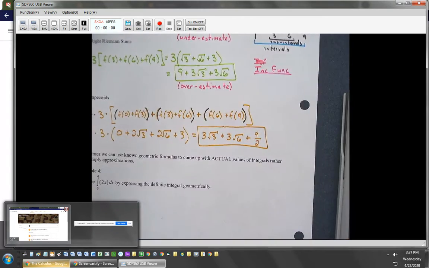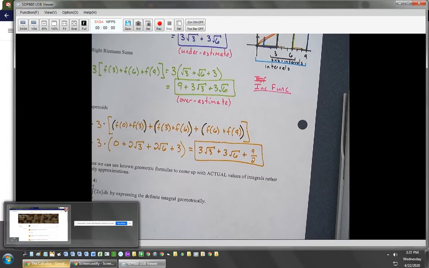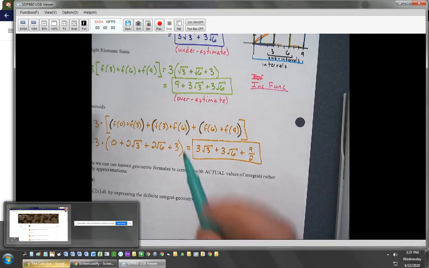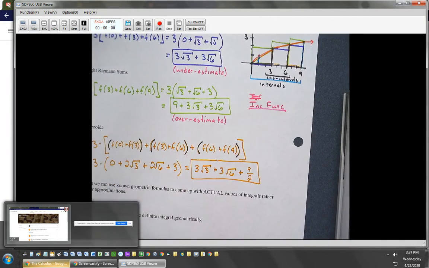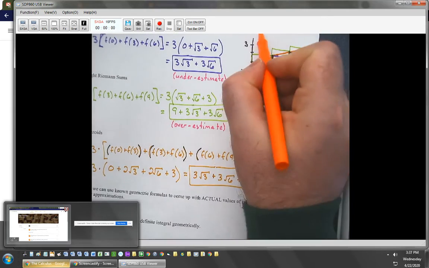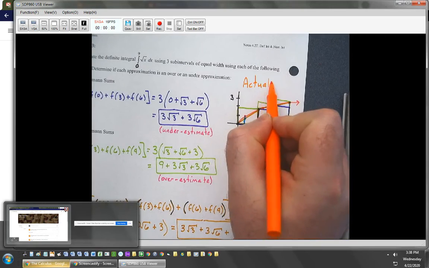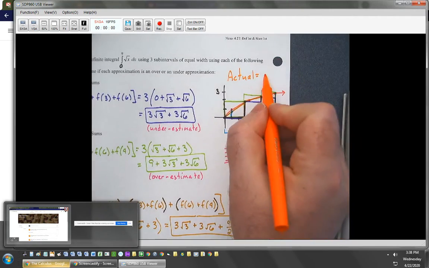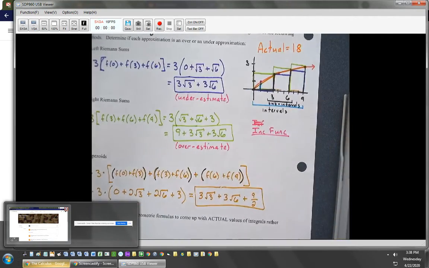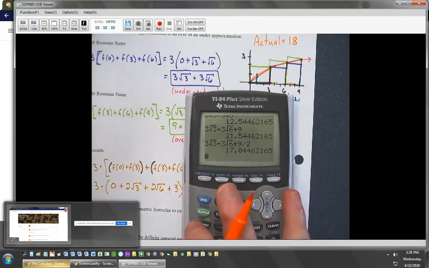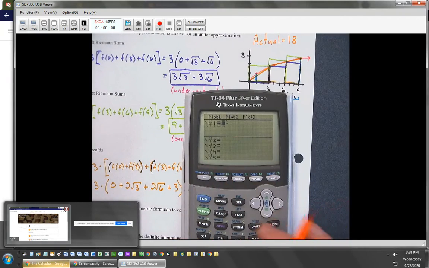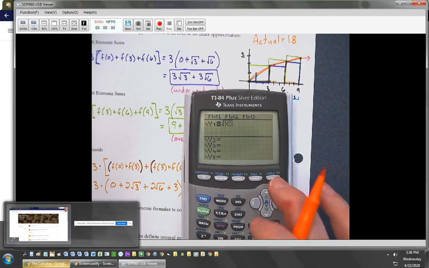So the actual, I'm going to write these down for future reference. The actual area was 18. It's kind of interesting, isn't it? I want to double check that. Who knew that'd be such a nice result?